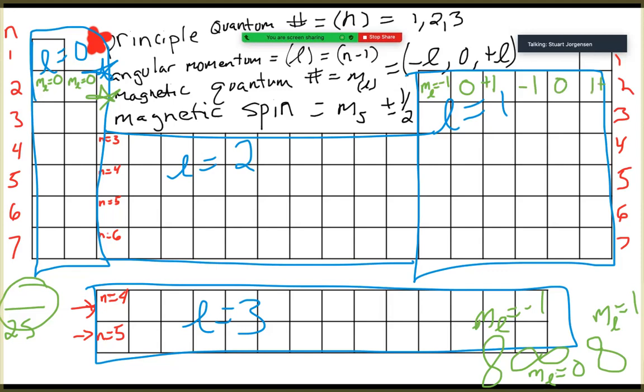If you're thinking about your arrows, right? We said these were the peanuts. We're calling this the -1. This is the 0. This is the +1. Remember, our arrows fill one at a time, and then we buddy them up. And we see that pattern as we go across the periodic table as well.